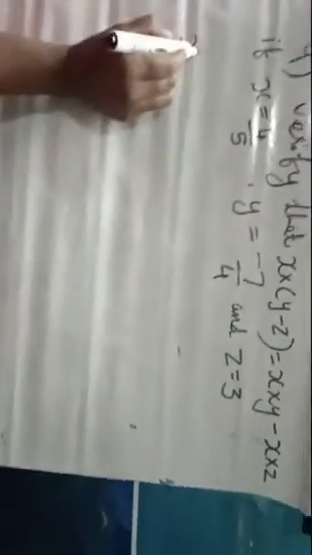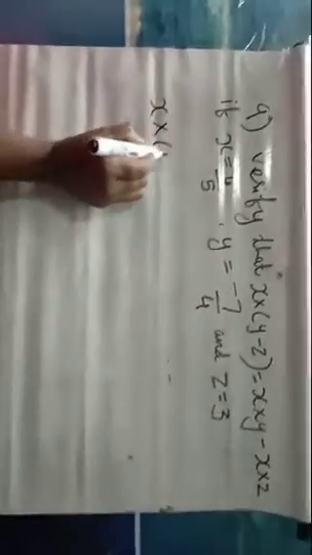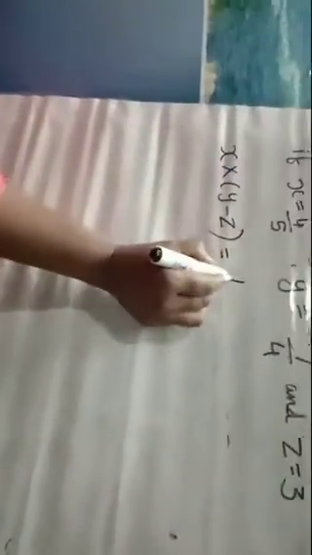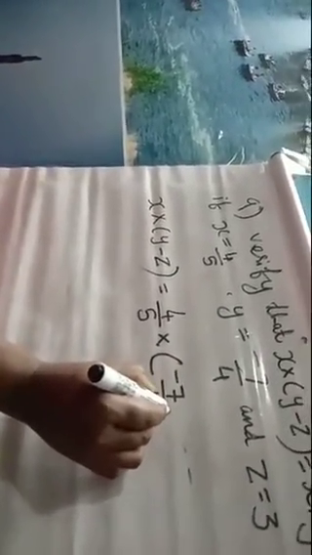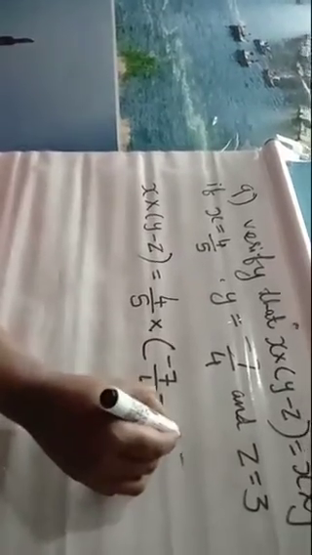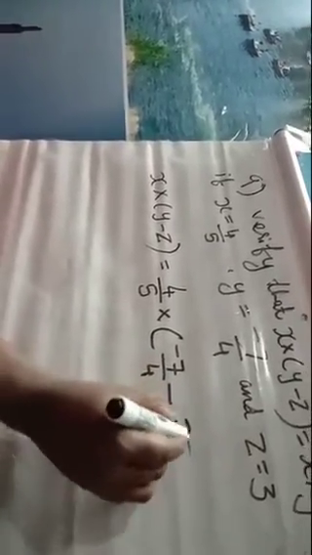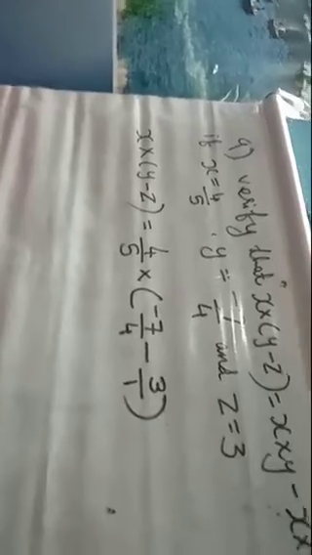So here we have x × (y - z). We do first x into y minus z equal to, what is x? 4/5 into, what is y? Minus 7/4, minus, what is z? 3. 3 means 3 by 1. You can write it in rational number form.